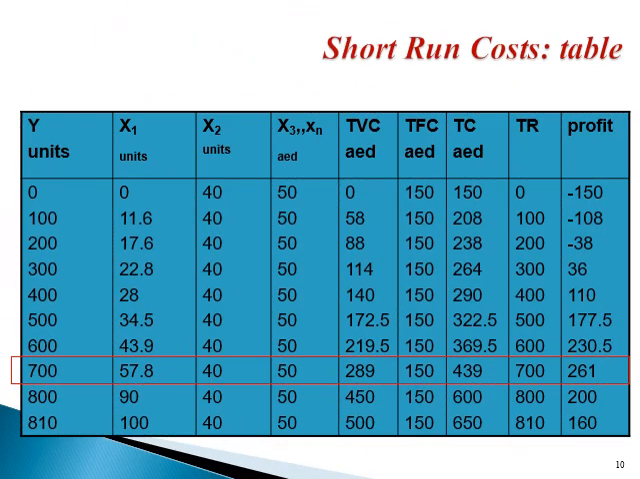Okay? And this is the table that you see here. These are the units of X. Remember here, X2 is held constant at 40 units. And here this is the amount I am paying. The word AED, as I told you, take it away and put dollar instead. X1 here is measured in physical units. Y is measured in physical units. What does physical units mean? It means non-monetary unit.